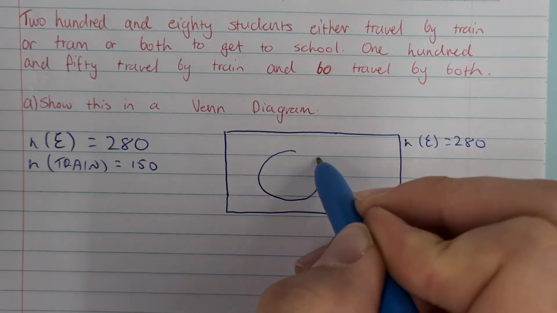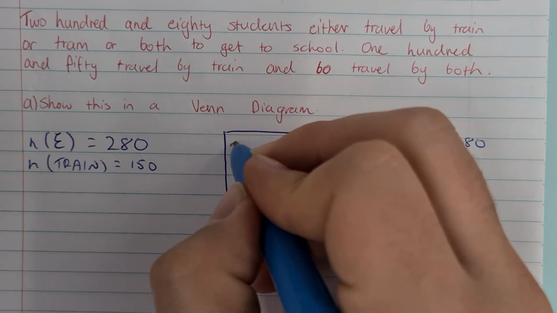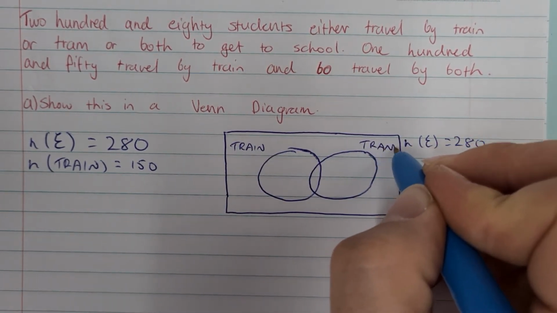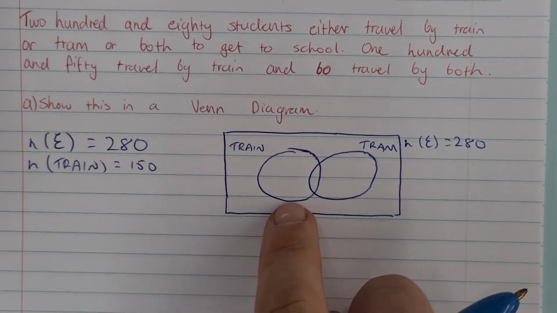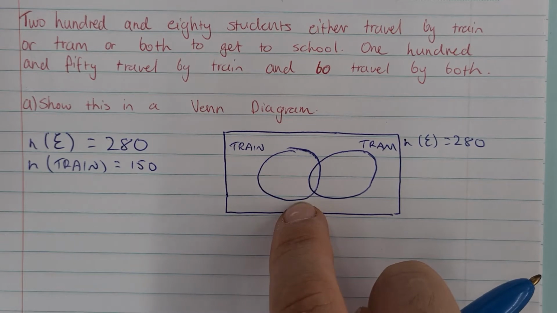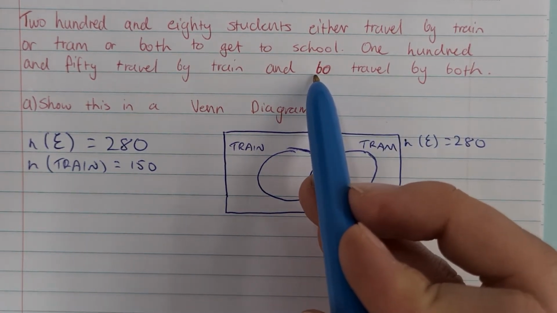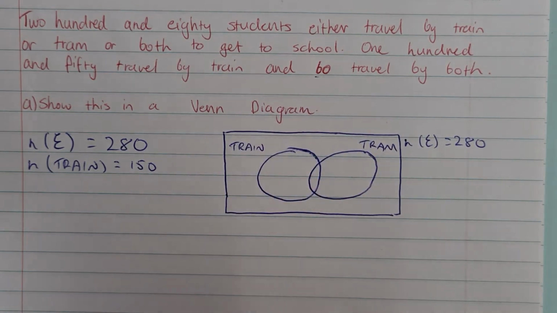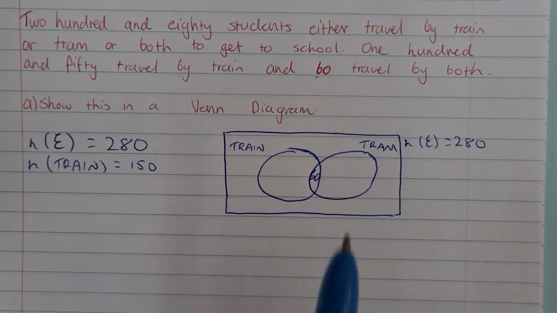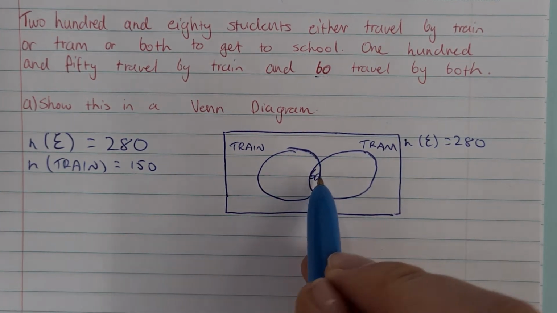Okay, we'll draw our two circles. We've got one that is by train and one that is by tram. Now we know that the total number of students that travel by train is 150. And this key piece of information here saying that 60 students travel by both, straight away, I haven't left much room there, but we can see that 60 need to have traveled by both.